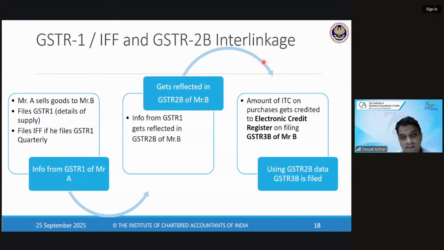All credit means all sales and purchases? No, all credit means all purchases, because sales is not a credit. Sales is your liability. Purchases is your credit. So all purchases will be reflected in your GSTR 2.